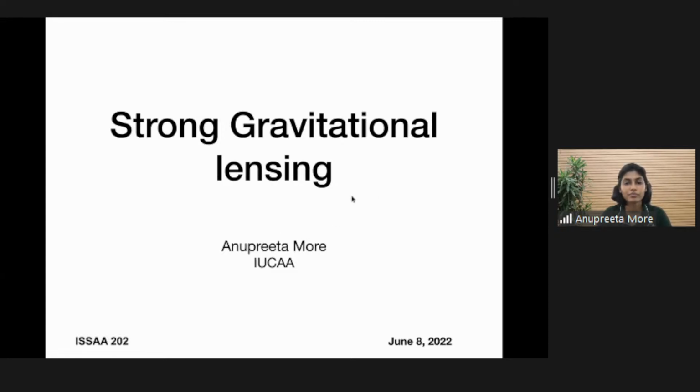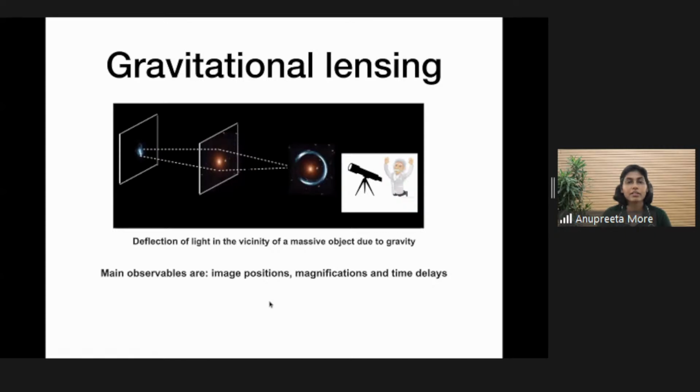So I'm Anuprita More, and today I'm going to continue with this second lecture in this series of gravitational lensing. Yesterday you heard from Suril More about the basics and some theory of gravitational lensing, and so today I'm going to go into some more details and then talk about the applications of strong gravitational lensing. So let me get started.